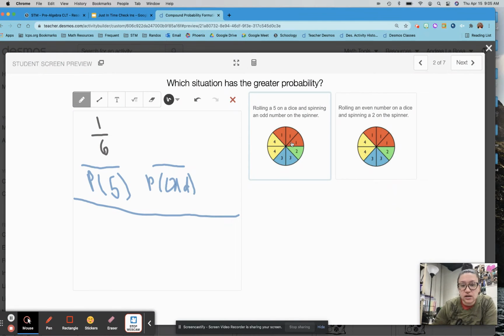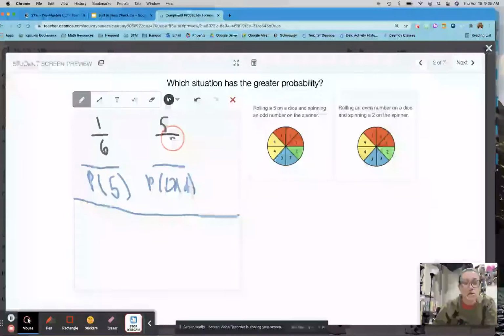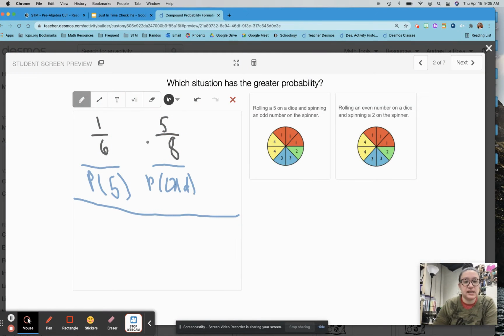On that spinner, there are 3 1s and 2 3s. So there are 5 numbers that are odd out of 8 total sections, 8 total pizza slices. And what do we do with those probabilities? We have to multiply them together. So I need to multiply my fraction to see what I get.